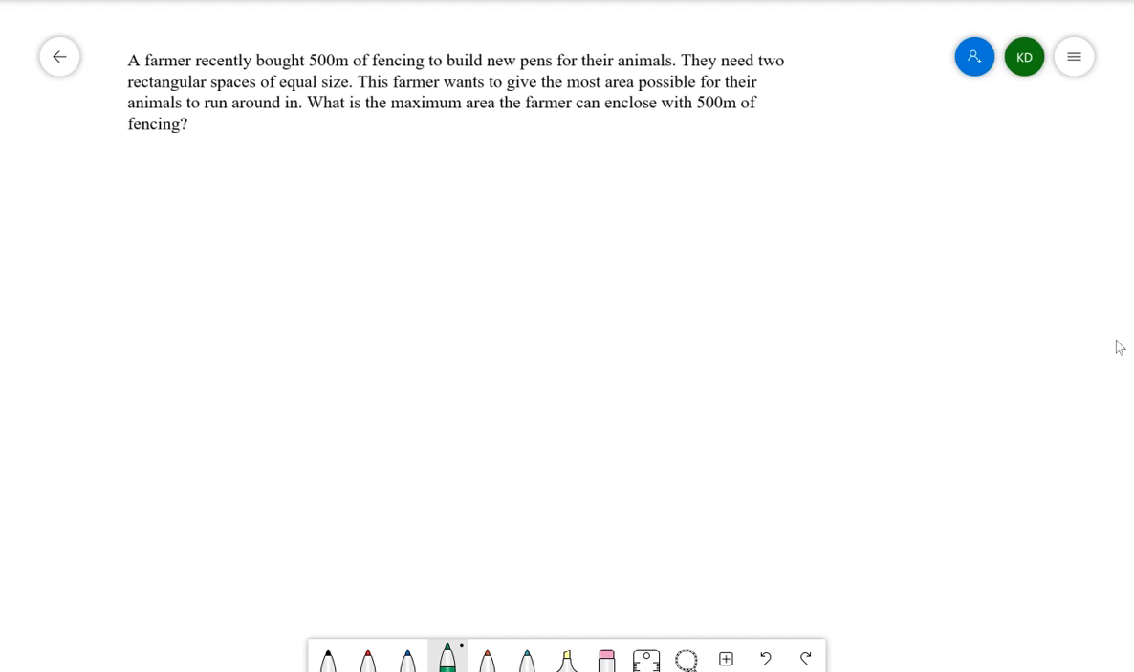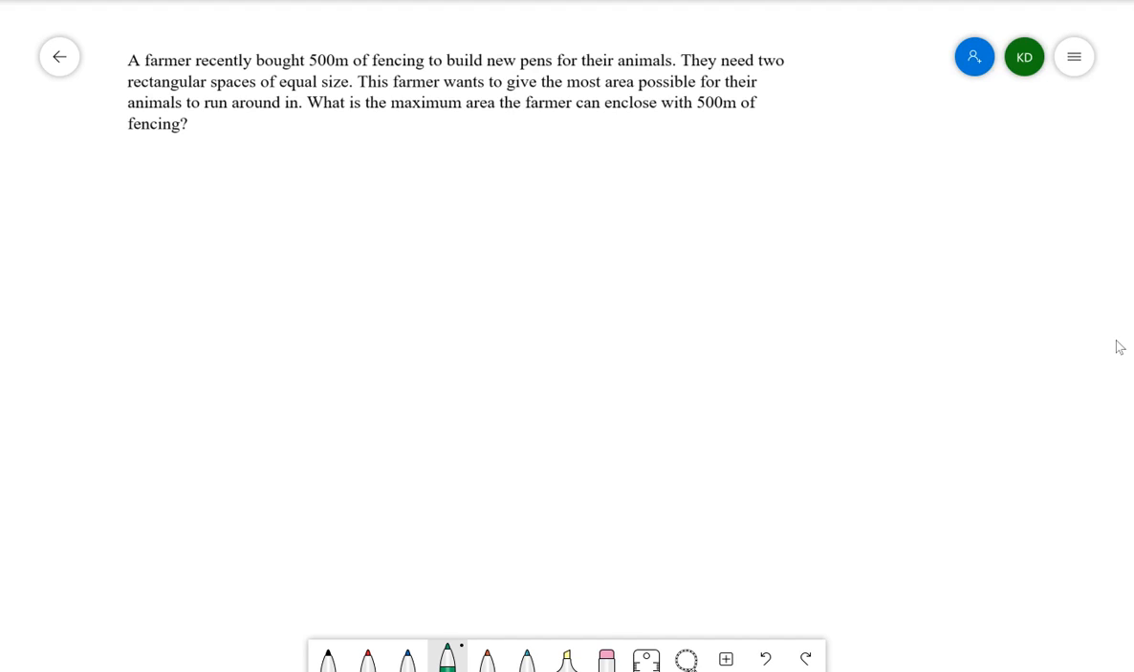So for video number 3, a farmer recently bought 500 meters of fencing to build new pens for their animals. They need 2 rectangular spaces of equal size. This farmer wants to give the most area possible for their animals to run around in. So what is the maximum area the farmer can enclose with 500 meters of fencing?